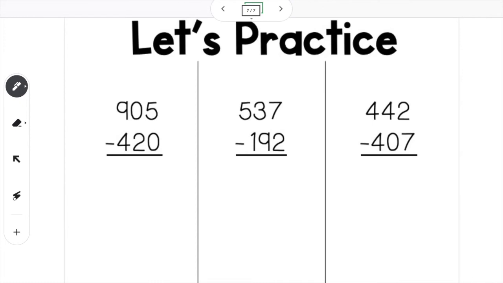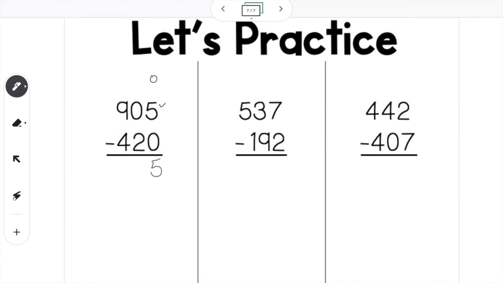So I like to do stack it up. So I'm going to do stack it up for this first one. So I have 905 minus 420. So let's go ahead and get started. I'm going to look at my ones place right here. So I can see 5 minus 0. Well, 5 is my biggest one, so I can go ahead and subtract on through.